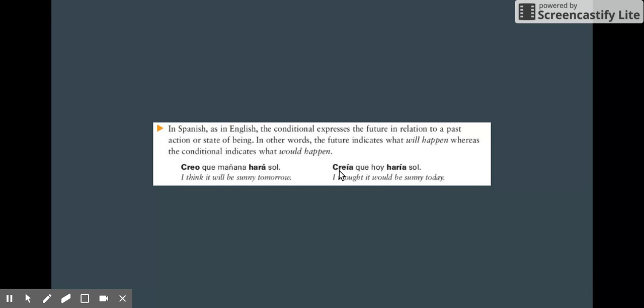Another use of the conditional is to express future relation to a past action or a state of being. You can have a sentence in the future that will indicate what will happen: "Creo que mañana hará sol." I believe that tomorrow will be sunny. Whereas a conditional indicates what would happen. So, "I thought that it would be sunny." That "would" is the conditional.